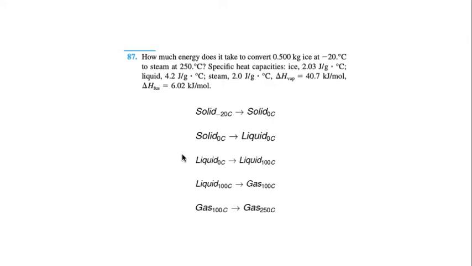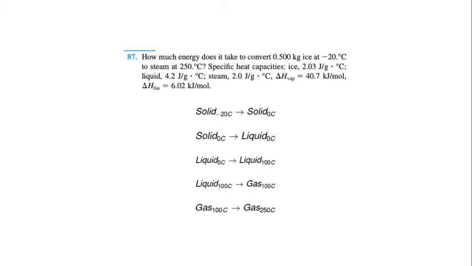Again, the most important thing is to plot out the changes. So solid at negative 20 degrees Celsius will be turned to solid at 0 degrees Celsius, and then we'll go from solid at 0 degrees Celsius to liquid at 0 degrees Celsius, liquid at 0 degrees Celsius to liquid at 100 degrees Celsius, liquid at 100 degrees Celsius to gas at 100 degrees Celsius, and finally gas at 100 degrees Celsius to gas at 250 degrees Celsius.